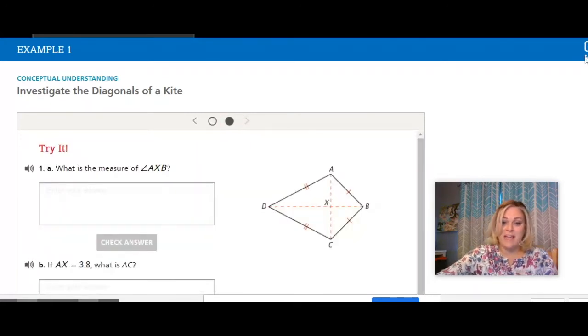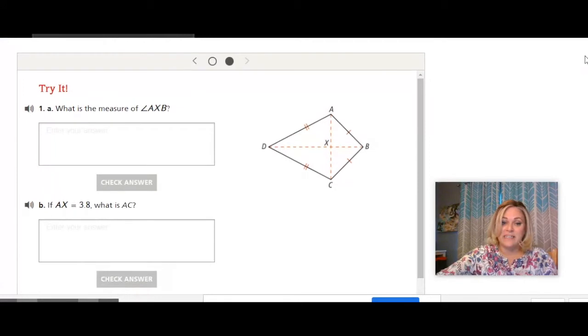What is the measure of AXB? When you look at this, point X is the point that they're talking about, the angle AXB, it's this way. That's 90 degrees. This is 90, that's 90, that's 90. They're all 90. It says if AX is 3.8 from here to here, what would the total be? Keep in mind, this is bisected. So if this is 3.8, then this other side would be 3.8. So find the total.